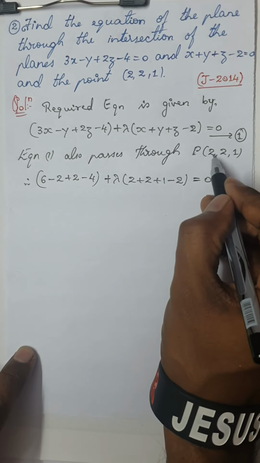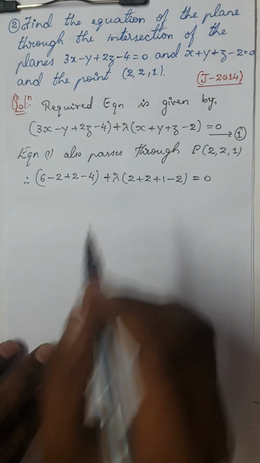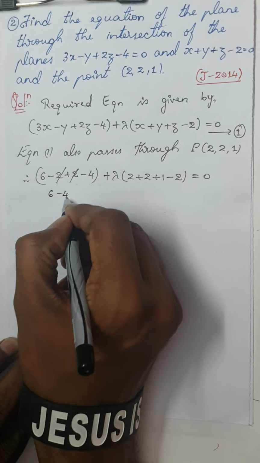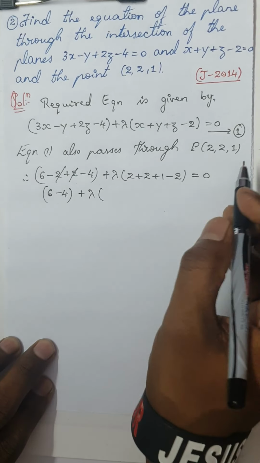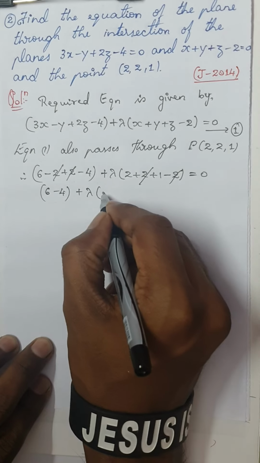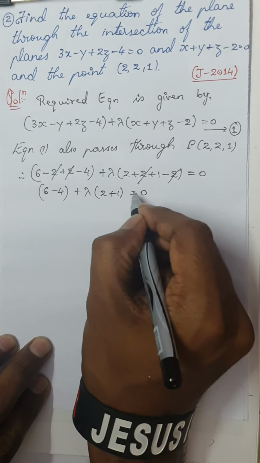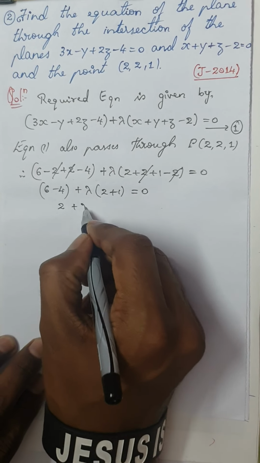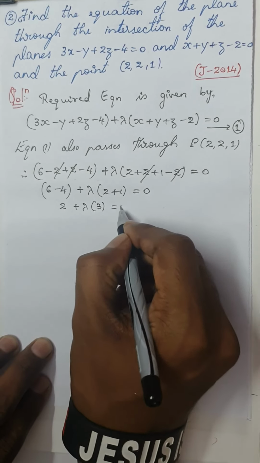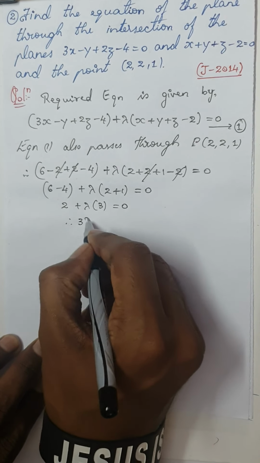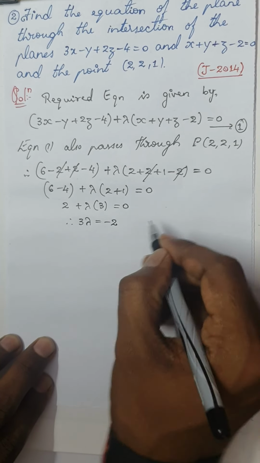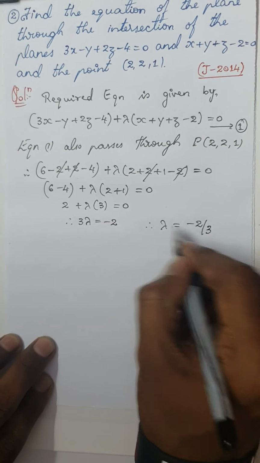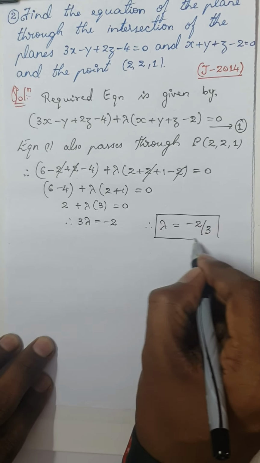Put x, y and z as 2, 2 and 1. Now see what happens. Plus 2 and minus 2 gets cancelled. You have 6 minus 4. Okay. Plus lambda into, again plus 2 and minus 2 gets cancelled. You will get 2 plus 1 is equal to 0. Okay. So 6 minus 4 is 2 plus lambda into 2 plus 1 is 3 is equal to 0. Therefore, 3 lambda is equal to minus 2. Therefore, lambda value is minus 2 by 3. Okay, this is what I want.